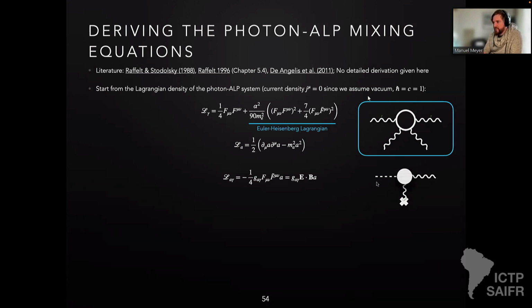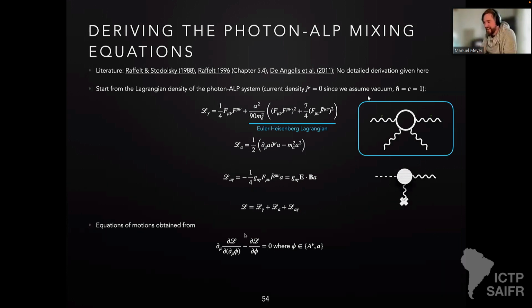Okay, and this is this Feynman diagram. And then you just add all this together. And then you derive your equations of motion from Noether's theorem, right? So this is some algebra you have to go through, but you write down these equations where your fields are the photon field and the axion field.